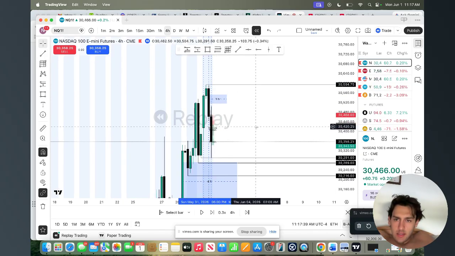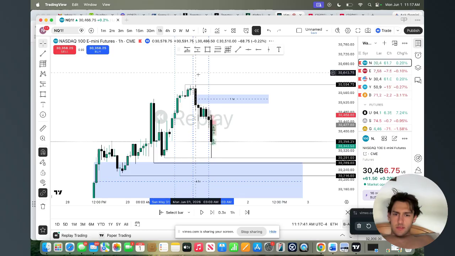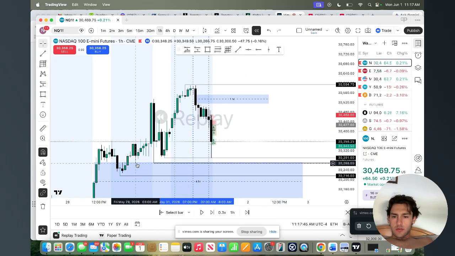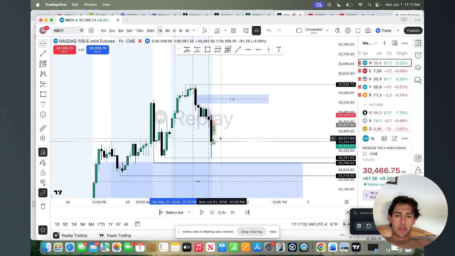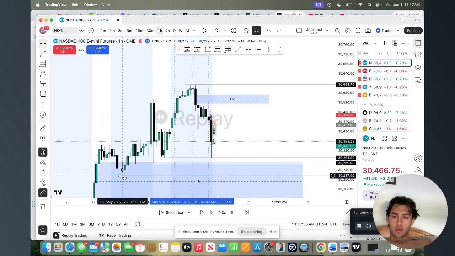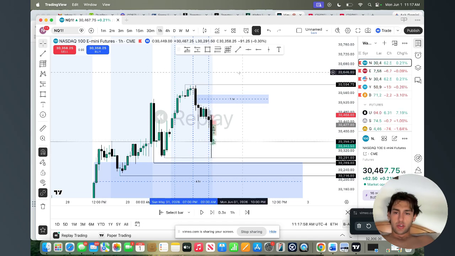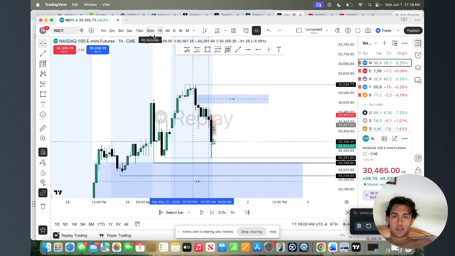On the hourly, you can see it a little bit better. We have these equal lows here, we have equal lows here, we have an intermediate low within the 4 hour gap. And then above us, we have this unfilled hourly. Like I said, what I wanted to see was these draws on liquidity get taken out in order for us to push higher and give us the liquidity necessary to make that push.